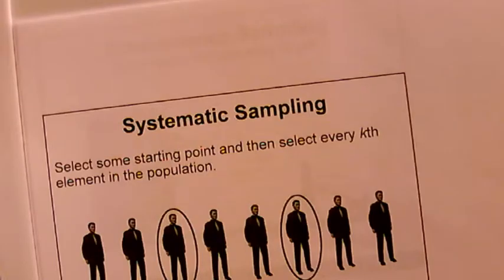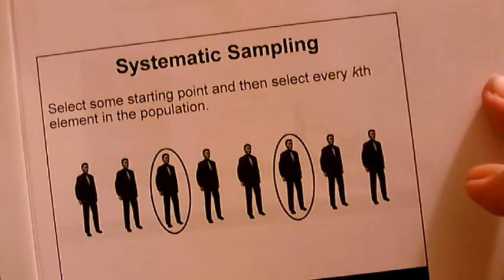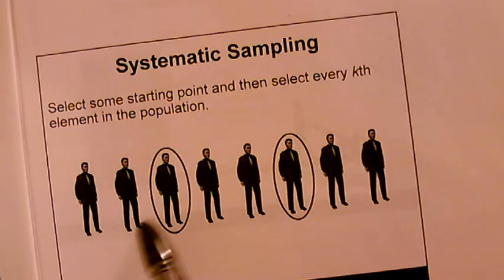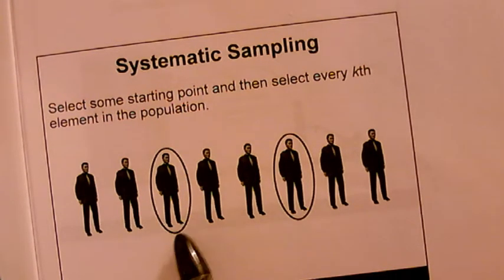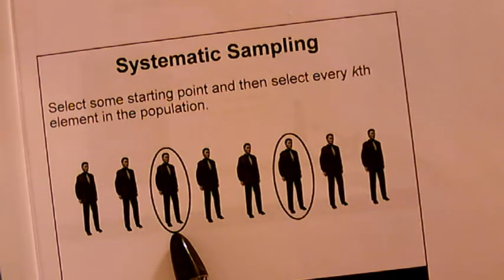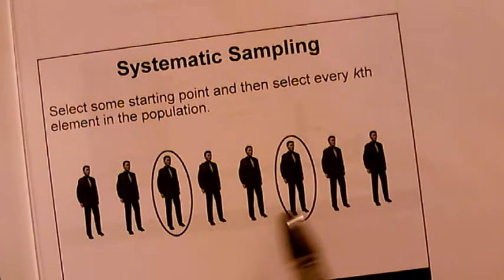Another type of sampling method would be systematic sampling. You select some starting point and then select every kth element in the population. In this case, you're starting off with the third individual, and then we're going to select every third individual in that population. That's a systematic sampling method.